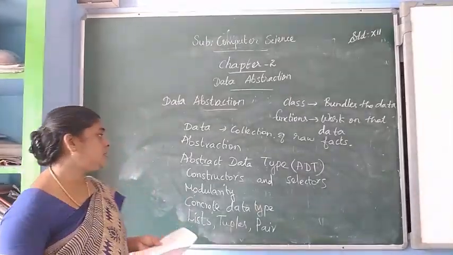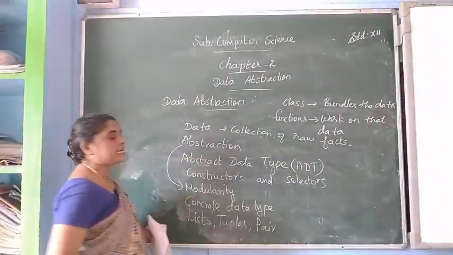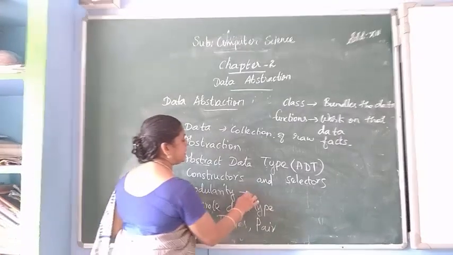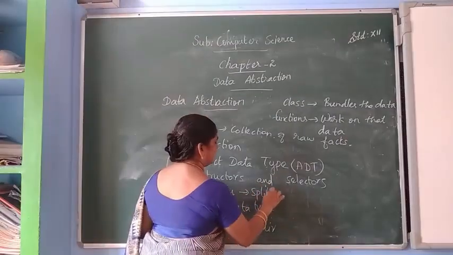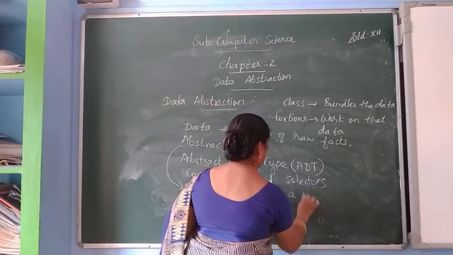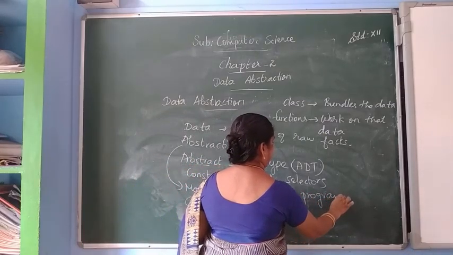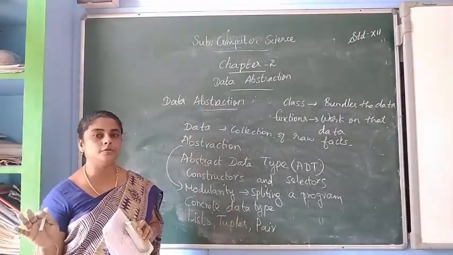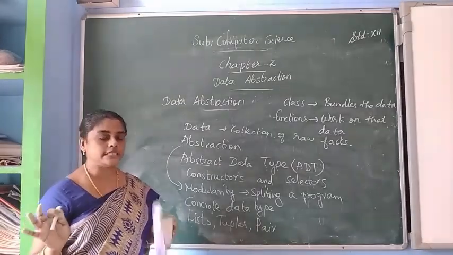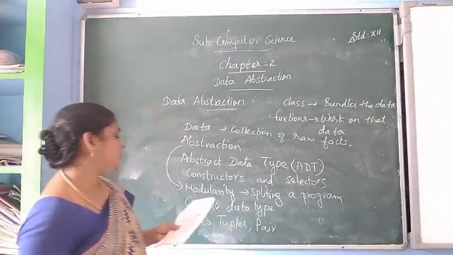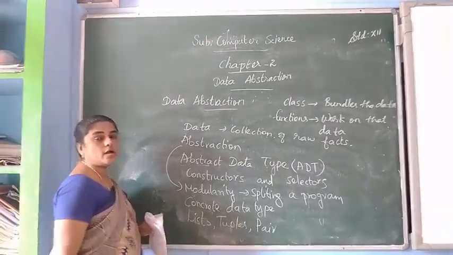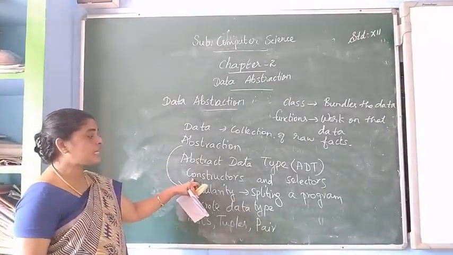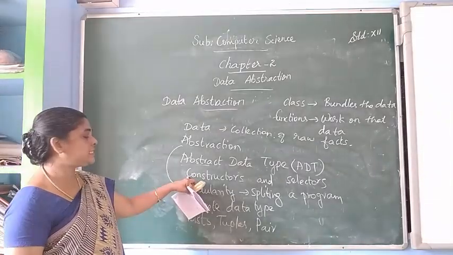Then this abstraction provides what? Modularity. Abstraction provides modularity. Modularity means what? Splitting a program. Splitting a program means the program is divided into several small modules. Small modules means small sections. Then next we studied two functions. What are the two functions to access abstract data type? That is constructor and selector. These are the two functions to access ADT.